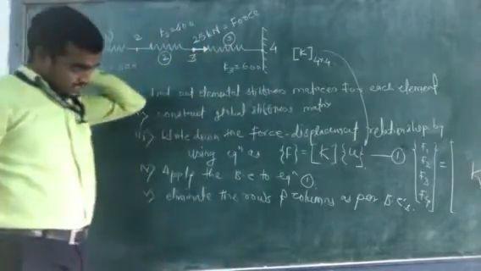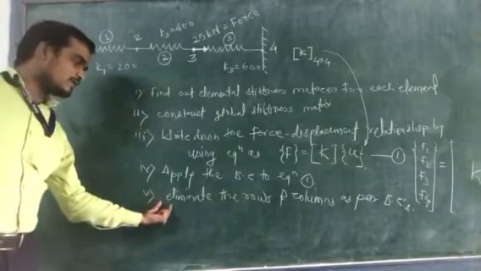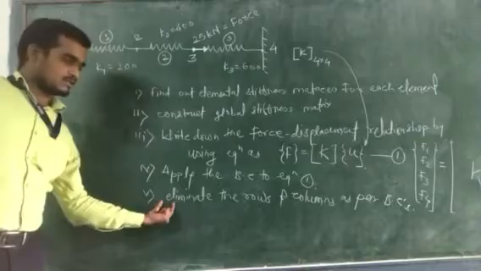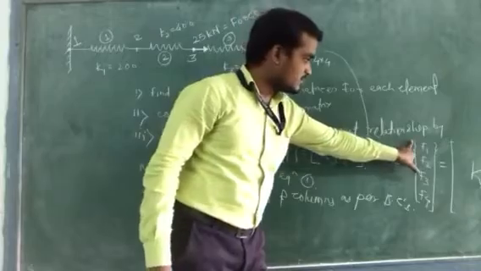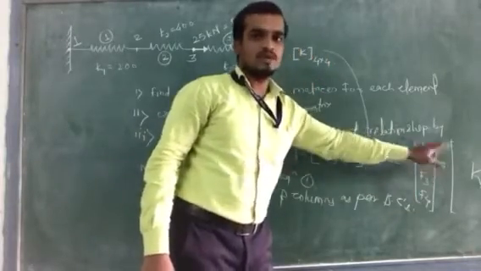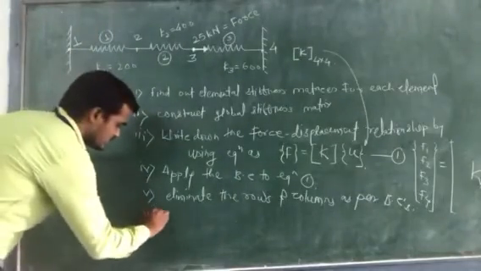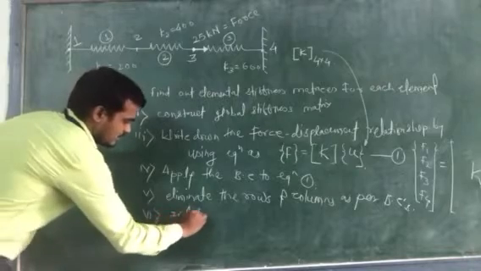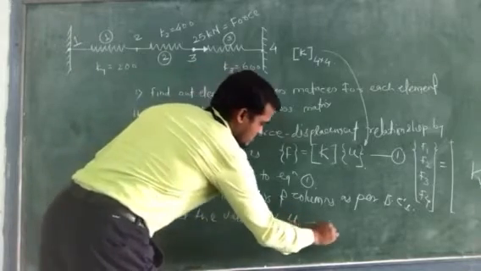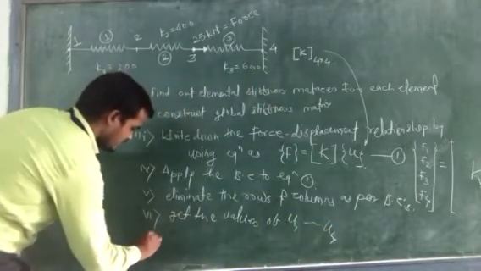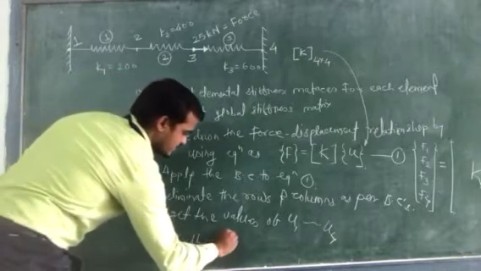Okay, so the next step is what? Eliminate the rows and columns. Here we will apply the elimination approach to the rows and columns by using our boundary conditions. That means eliminate the rows and columns from this equation. We will see this in detail while solving the example. And finally you will get the values of U1 to U4, and finally you will get the reactions.